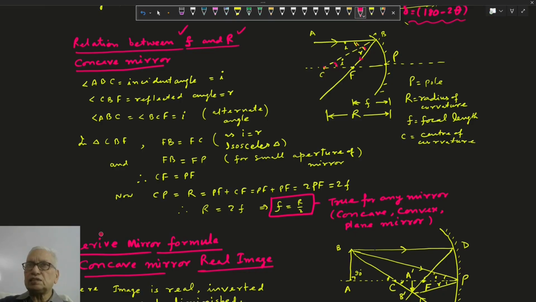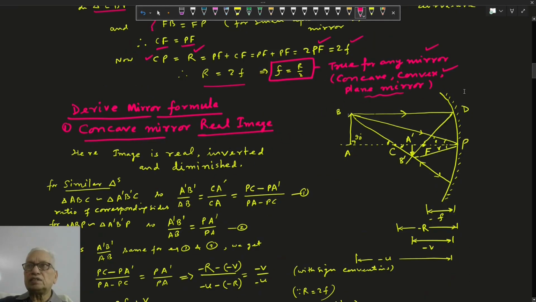So this triangle CBF is an isosceles triangle, I is equal to R, so opposite sides are also equal. CF is equal to FB, and the aperture is small, so FP is equal to what? FB. From these two, we can say PC is equal to PF plus FC, and in place of CF I wrote PF, so CP, which is R, is equal to 2F. So R is equal to 2F, or F is equal to R by 2. It is true for any mirror, whether it is a concave mirror, convex mirror or plane mirror.